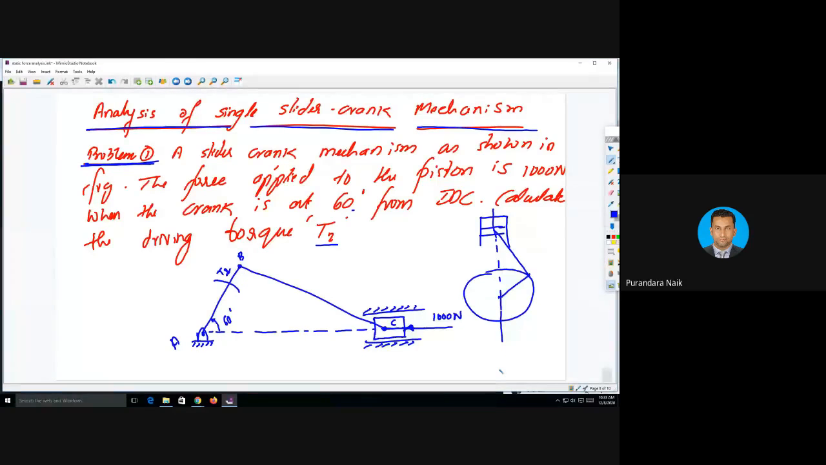Now, inner dead center is this one. This is outer dead center, or it is called top dead center. It is the bottom dead center. So this is the angle from the inner dead center. When the point is at this position, we have inner dead center, and the angle will be 0. Slowly it moves like this and it makes an angle of 60°. That is given in the problem. Is it okay? Now, the first step.